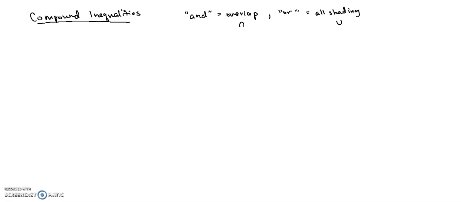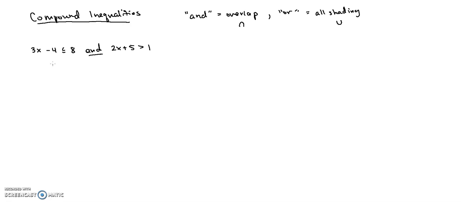Okay, so let's do 3x minus 4 less than or equal to 8 and 2x plus 5 greater than 1. Okay, so we've got this inequality and this inequality. So the first thing that we have to do is solve them separately, and then we can figure out the final answer using what we did in the last video.